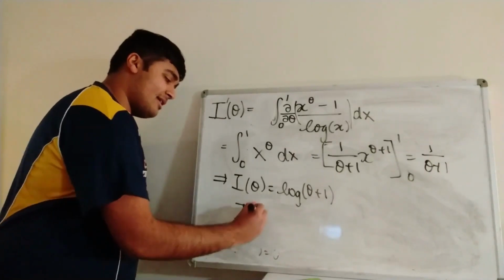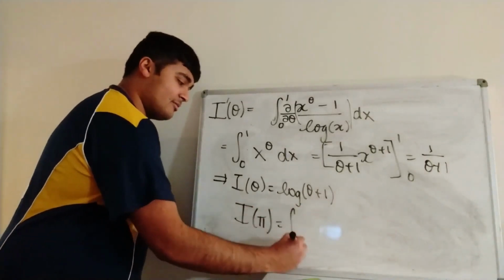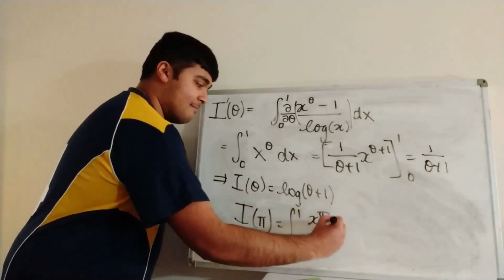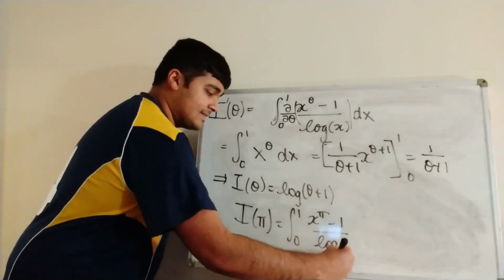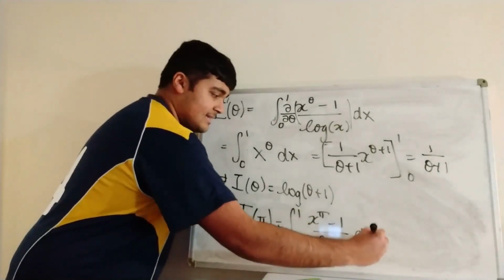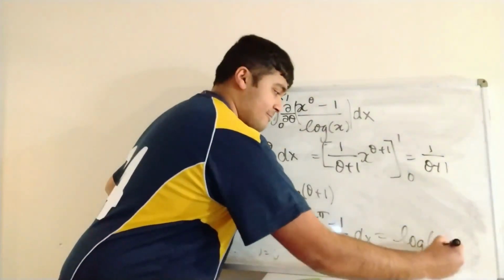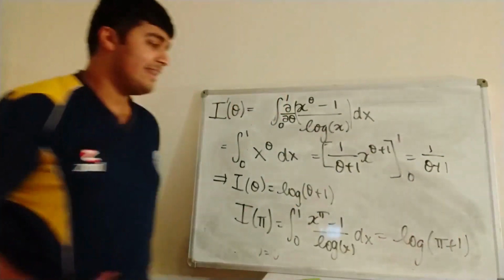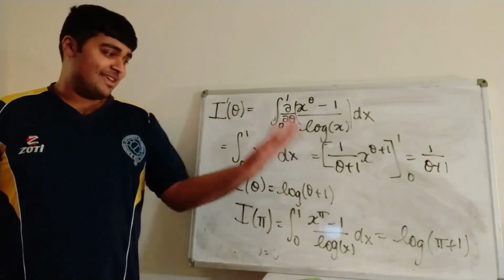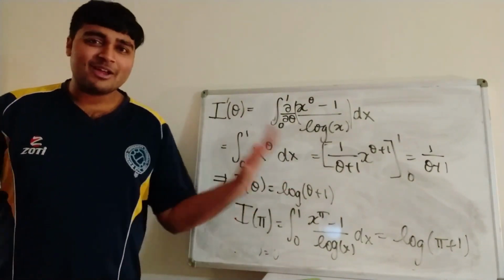So we get the I(π), which we know is the integral from 0 to 1 of (x^π − 1) / log x dx. This guy here is simply equal to log(π + 1), like so. So really neat closed form there. Okay, that solves our problem. I hope you have enjoyed this.